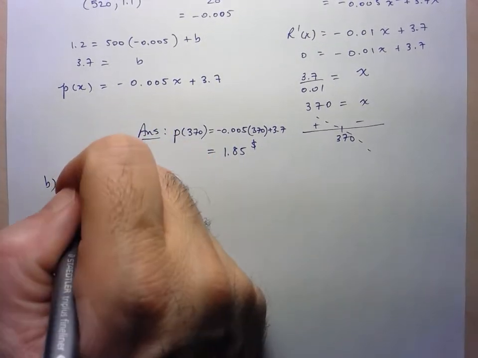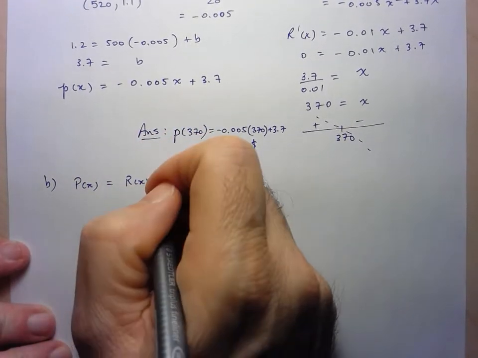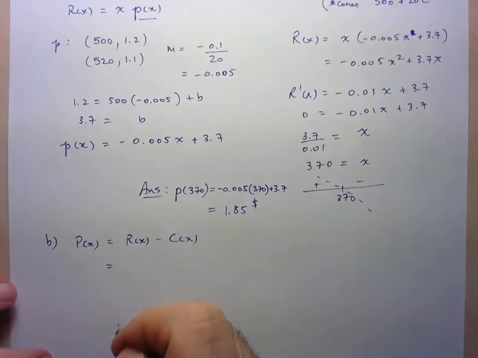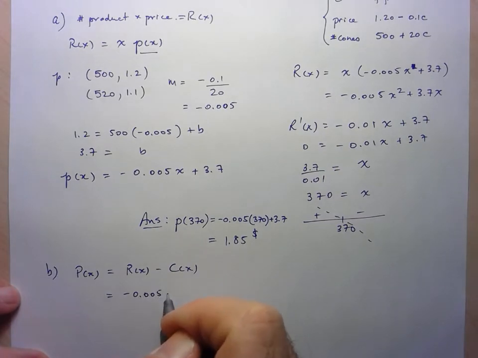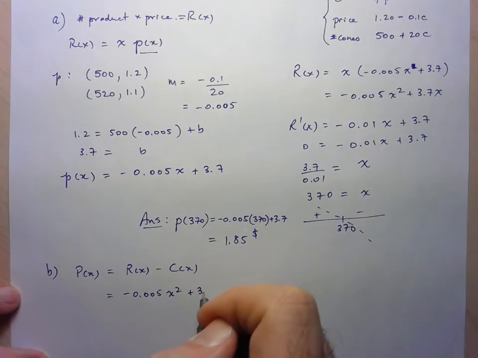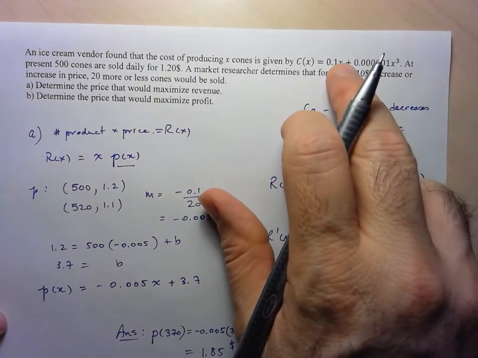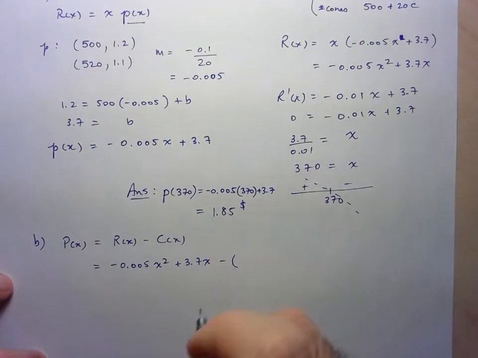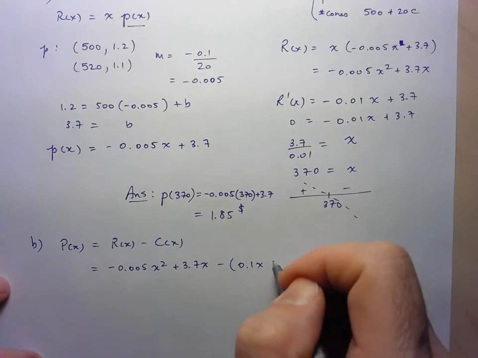So remember that the profit function is given by the revenue, so what you take in, minus the cost, what you pay out to produce. We already have the revenue function here, so that's this one right here: negative 0.005x squared plus 3.7x. And the cost function is not something we have to come up with. It's just given to us, so it's that up there. So that's going to be minus, and please don't forget to open these brackets. It's a common mistake that'll ruin the whole problem if you don't use them.